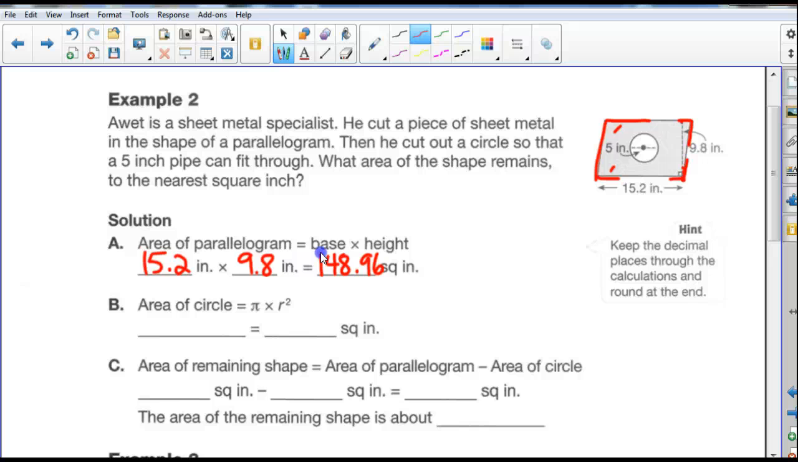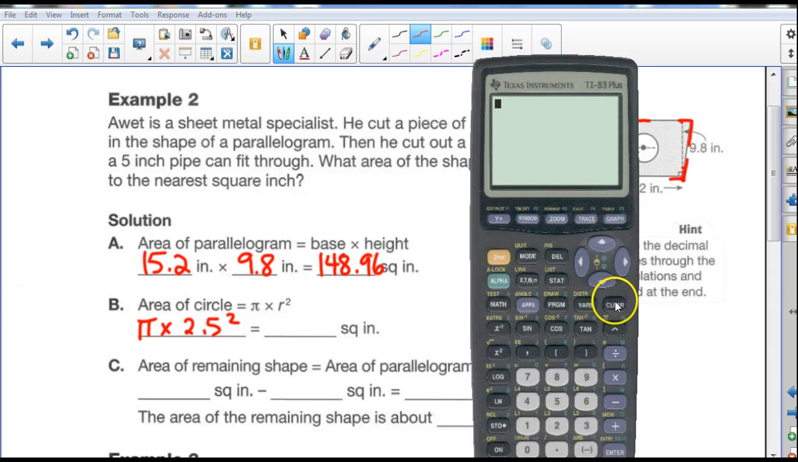Okay, so the area of the circle is equal to pi times the radius, which is 2.5 squared. Okay, you have to realize that this 5 is the diameter, not the radius. So let's take our calculator, and let's take pi. Let's multiply that by 2.5 squared. I get an answer of 19.63.